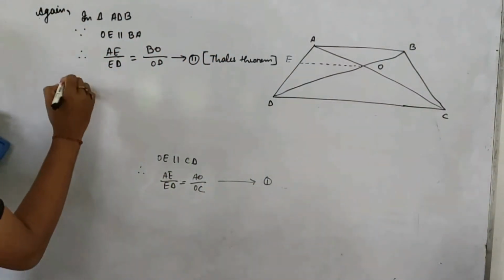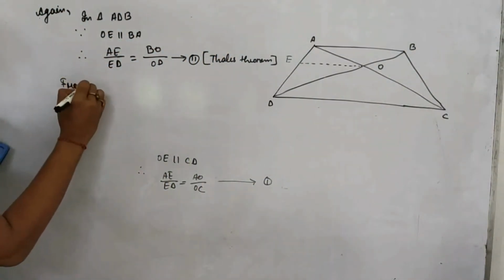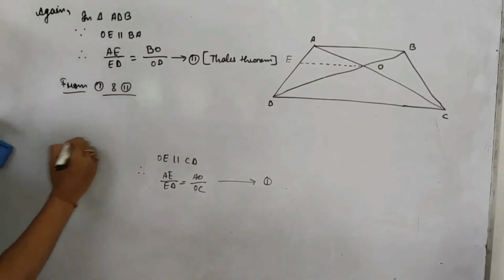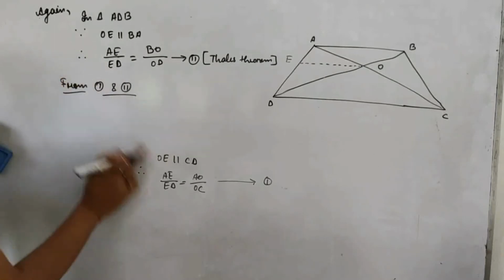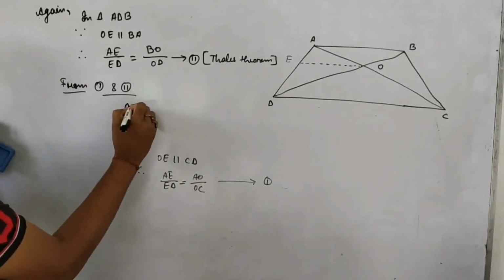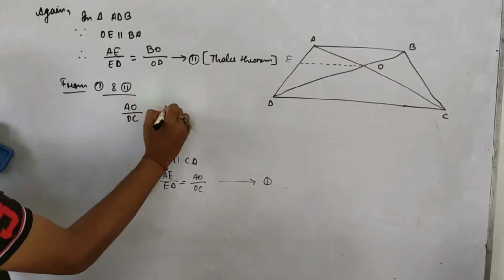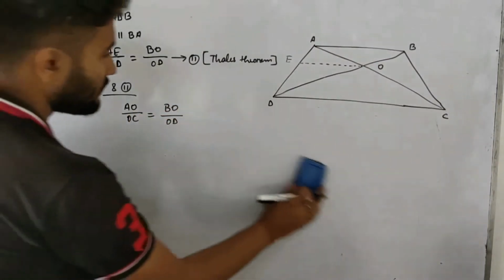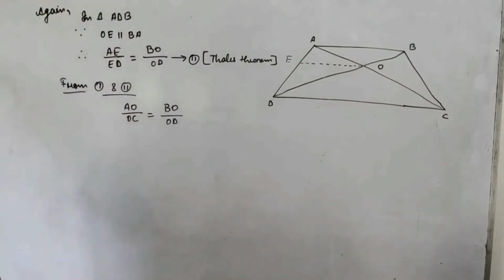So from 1 and 2, these two are equal, AE by ED and AE by ED is equal. So I will get what? AO by OC will be equal to what? BO by OD. This one I will get, right? From 1 and 2. So have we got the answer?